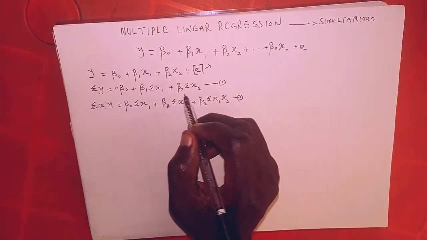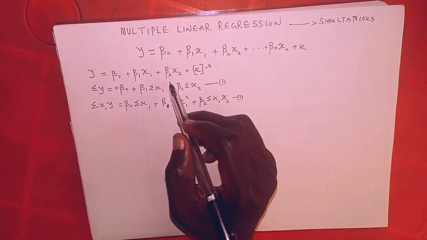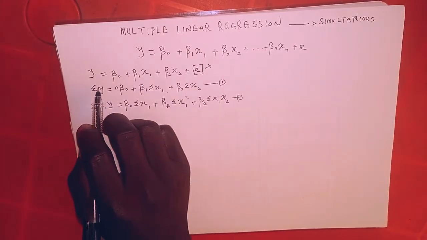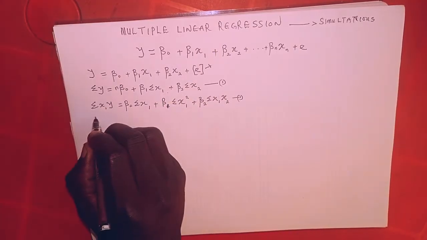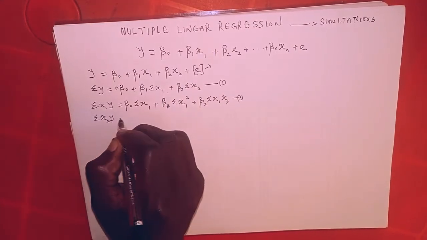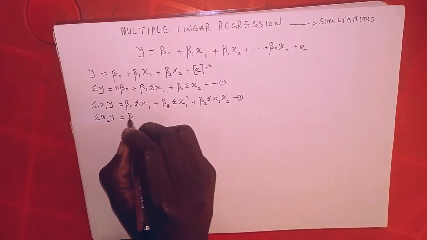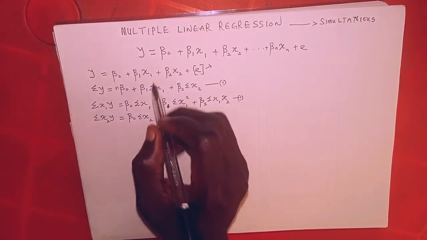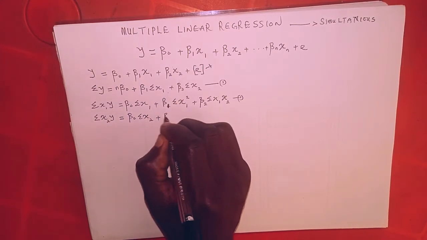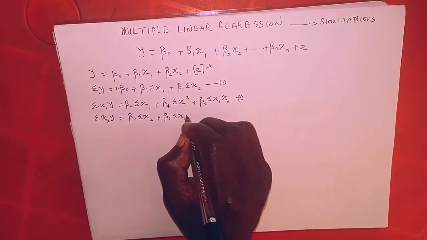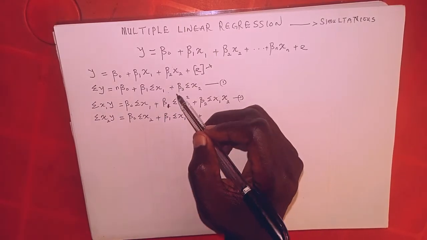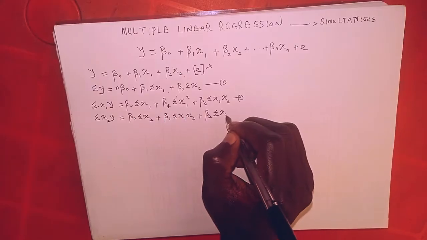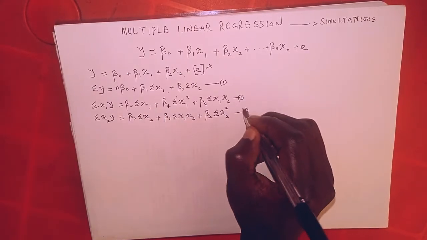Then the third parameter, which is beta 2, has the variable x subscript 2. So we multiply summation x subscript 2 with the whole main equation, and that gives us summation x2y equals beta naught summation x2, then summation x2 multiplied by x1, that is plus beta 1 summation x1 x2, plus we use summation x2 to multiply x2 here, that will give us beta 2 summation x2 raised to power 2. So we have equation 3 here.